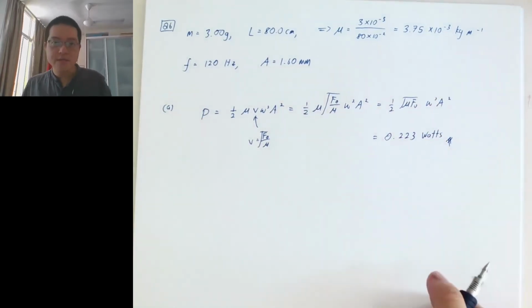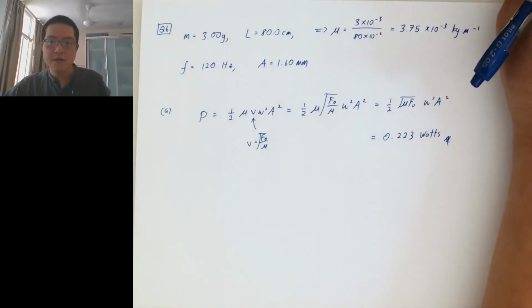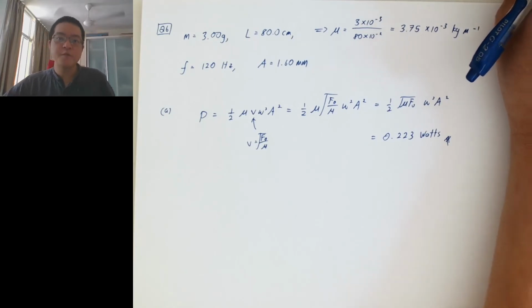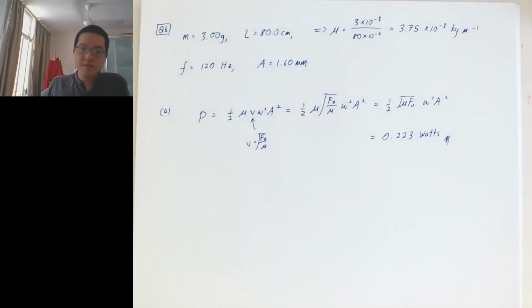Okay, so this is just calculating the average power on the system, right? So the information not given is v, but I can determine the v using this information. Okay, so it's still possible to get the answer like this.